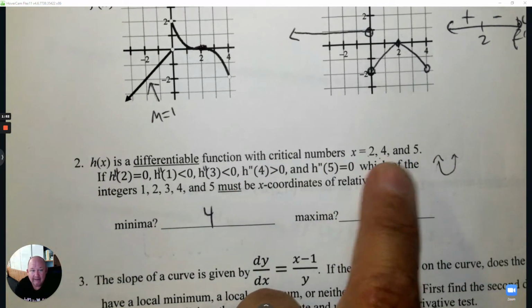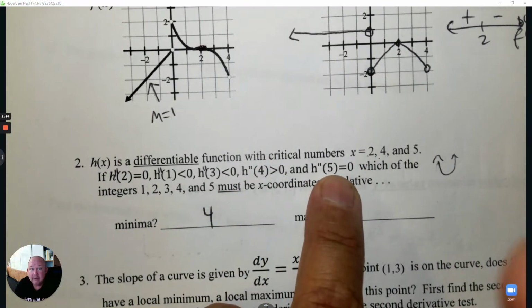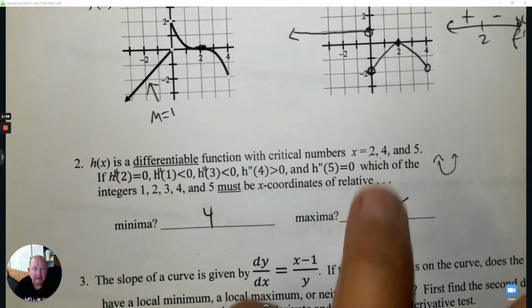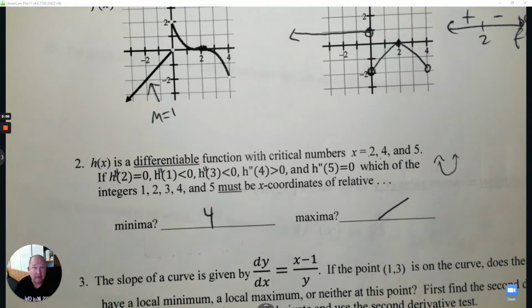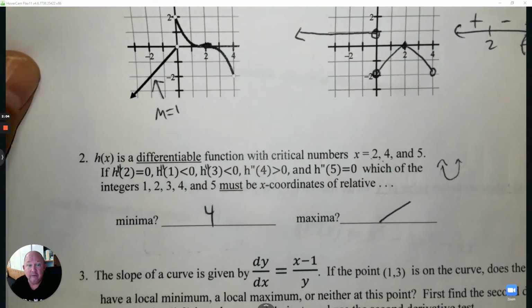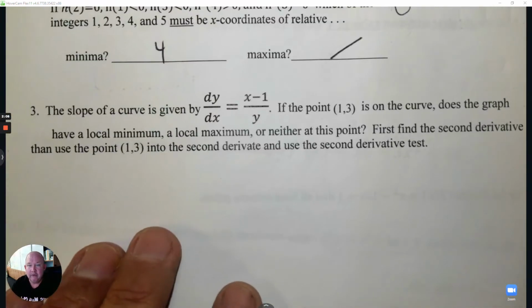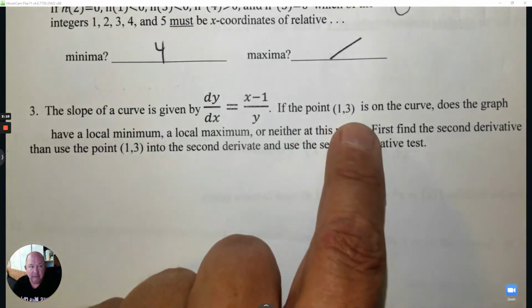At 5, it's equal to 0, neither. So there is no maximum here. The other numbers don't matter. It's only 2, 4, and 5. So it starts with the critical numbers, plug into the second derivative, and see if the answer is positive or negative.